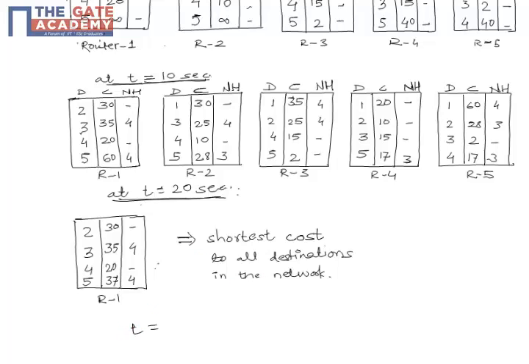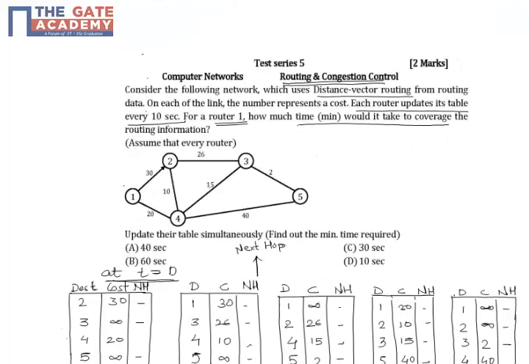Now at time t equal to 30 seconds, router 1 will again receive information from routers 2 and 4. However, router 1 already has the shortest cost information to all the destinations in the network. Hence, router 1 converges, and the correct answer to this question is C, that is 30 seconds.